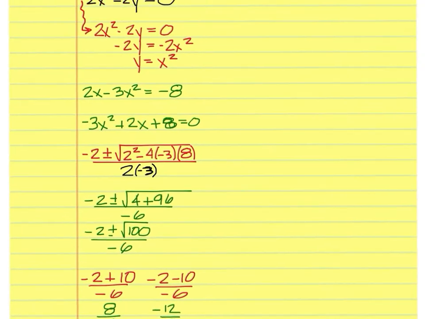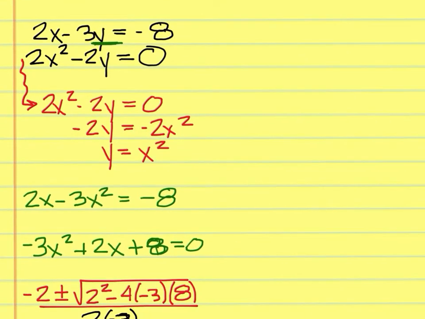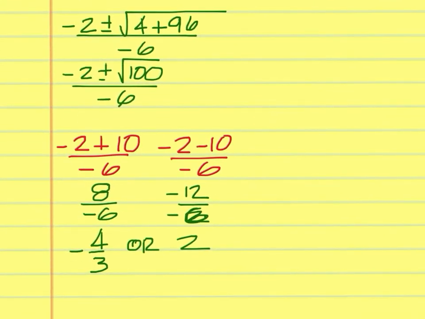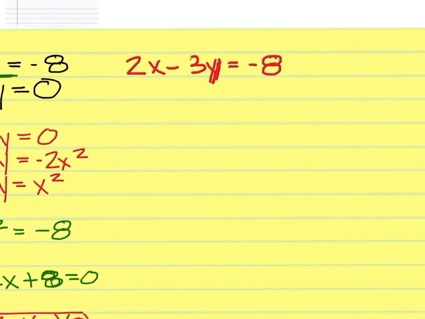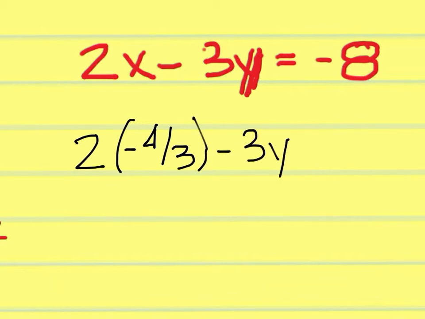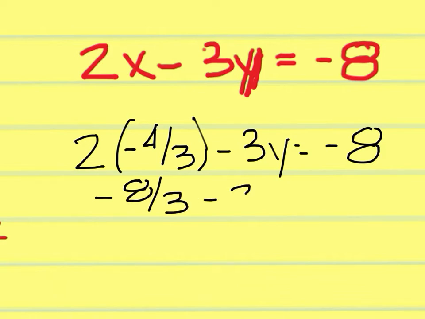And you can come back to the top and plug those into one or both of those equations. We're going to use the first one up there, 2x minus 3y equals a negative 8. And we found a negative 4/3 and a positive 2. So we're going to put in a negative 4/3 to start with. 2 times a negative 4/3 minus 3y equals negative 8. That's a negative 8/3 minus 3y equals negative 8.